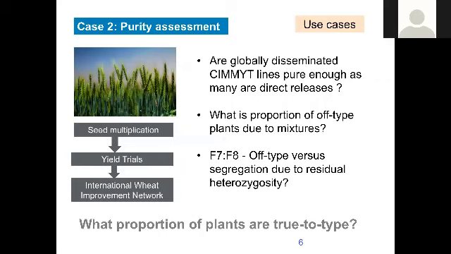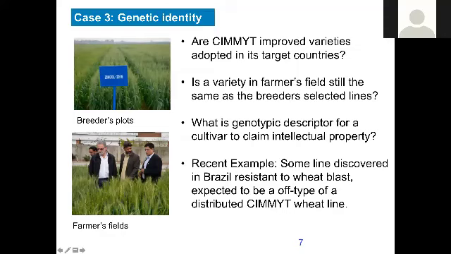That's also important because another aspect is how much the material is still segregating. Another is genetic identity. We release the cultivars and then the farmer gets it and plants it. We need to confirm that the farmer has the same cultivar as the breeders have on station trials.